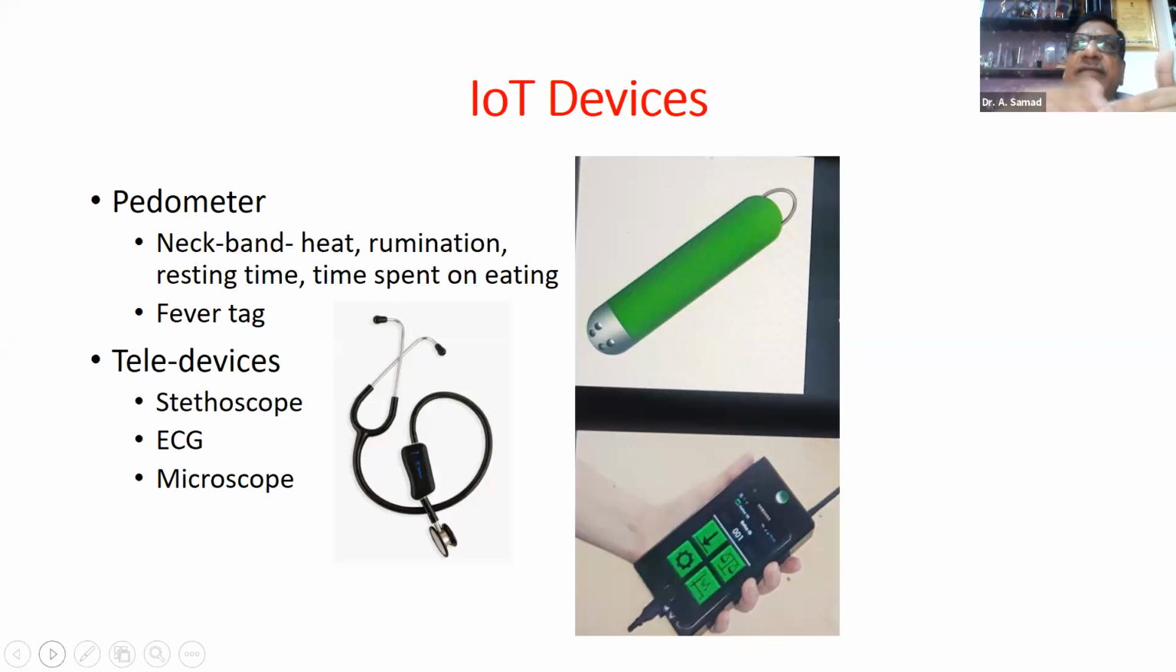And there are also devices like a bolus you put in the rumen. So instead of taking out rumen fluid at a particular point of time and finding out its pH, you put a bolus with a pH sensor in the rumen, and that will transmit data as per your system, say every 2 hours I need to have a pH. It will transmit data to your server through a transceiver.